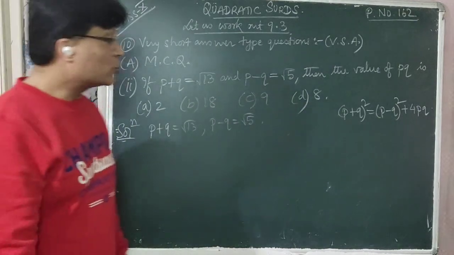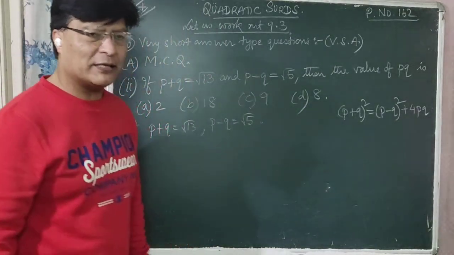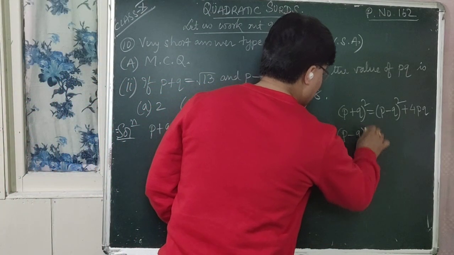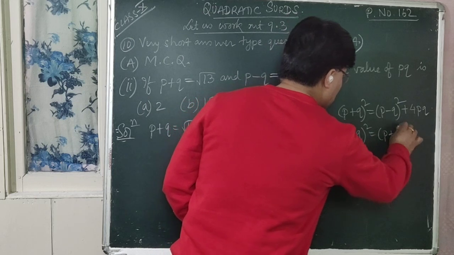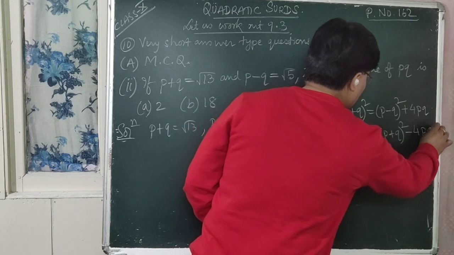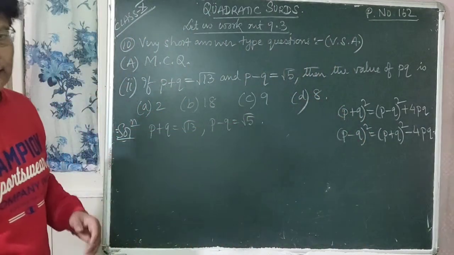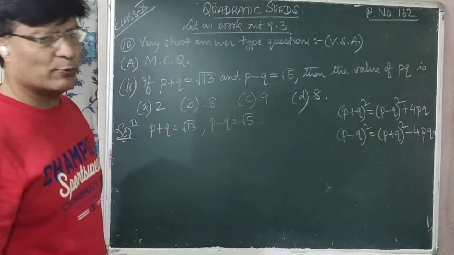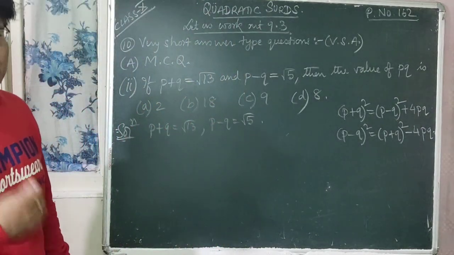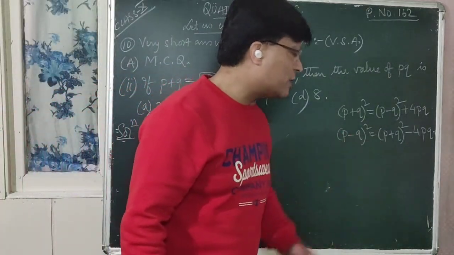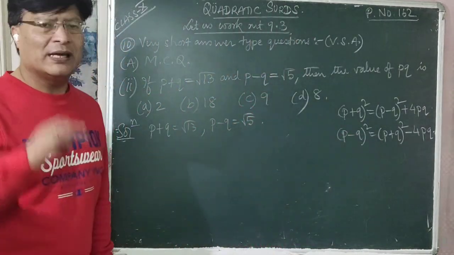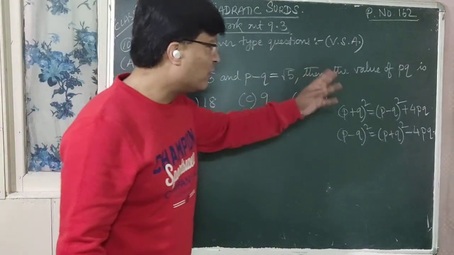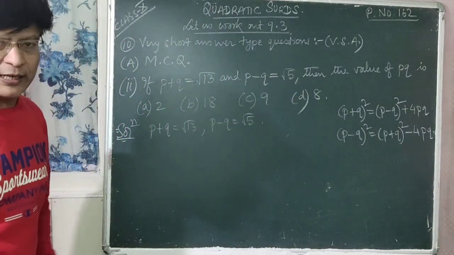Okay. So P plus Q whole square is equal to P minus Q whole square plus 4PQ. Or you may write this one also: P minus Q whole square is equal to P plus Q whole square minus 4PQ. You can write down this second formula also, and it can be used in this case too. So you have to get the value for PQ using one of these two formulae, right?